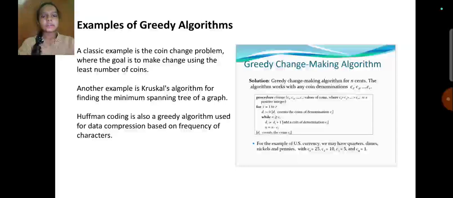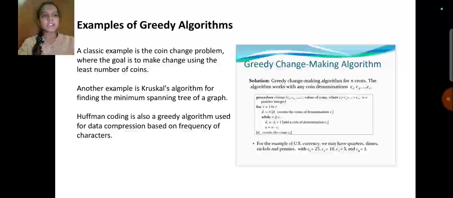And next, greedy method, the change making algorithm. The solution is the greedy change making algorithm. For instance, the algorithm works with the denominations, that is C1, C2 up to Cr. Procedure change: C1, C2 up to Cr are the values of coins where C1 greater than C2 greater than up to Cr, and N is a positive integer. And next, this is the procedure of the greedy change making algorithm.